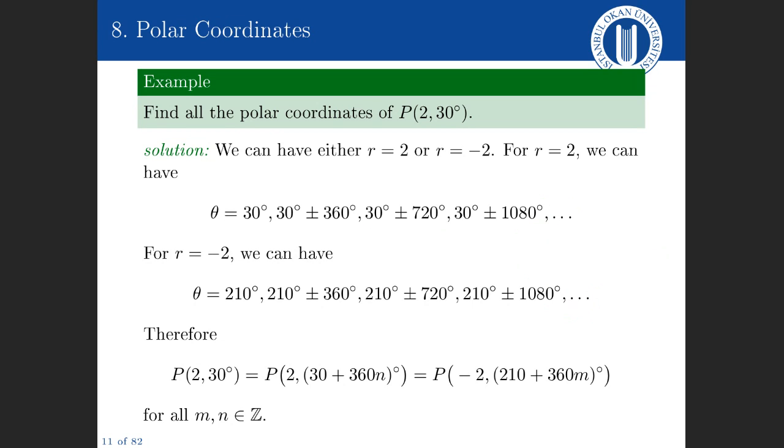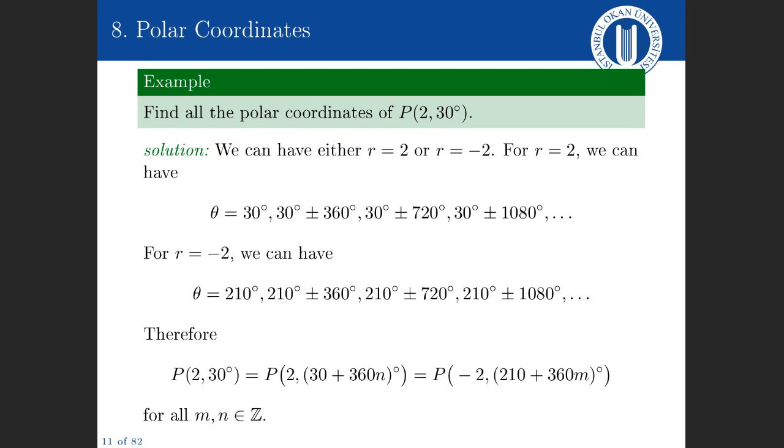Next, let's think about r is -2. If we have -2, it means rotating the ruler by 180 degrees. So whichever angles we had at the top, we should have that angle plus 180 degrees, because we're going all of the way around to the other side. So we would have 210 degrees, or 210 degrees plus or minus 360 degrees, or 210 degrees plus or minus 720 degrees, etc.